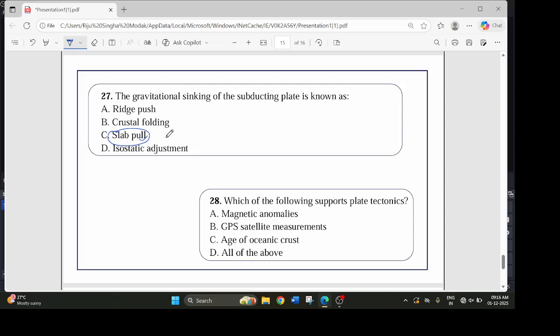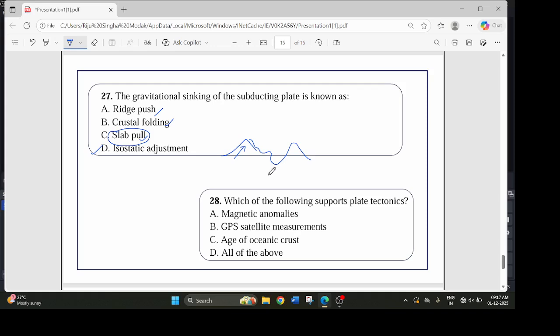And ridge push means the force of the ridge. Crustal folding is a result of tectonic compression, not a driving force. And isostatic adjustment means the vertical movement of the crust to achieve gravitational balance. Isostatic adjustment means the land upwelling. In the first stage, upwelling, then erosion, then transportation, then sedimentation, then subsidence, then again upwelling. This is the isostatic adjustment.